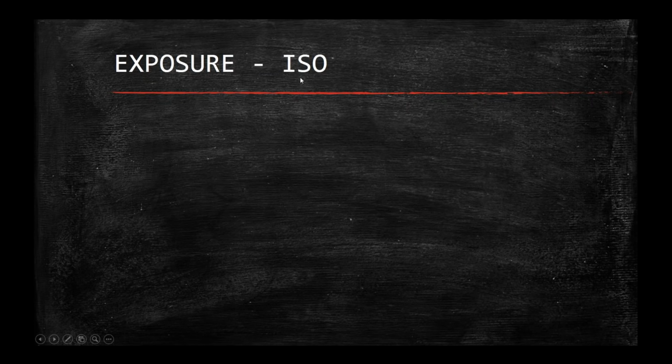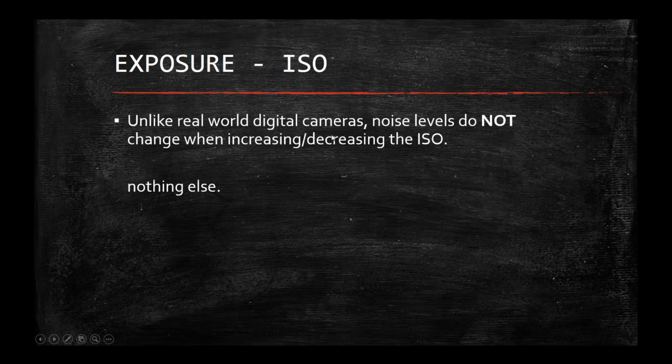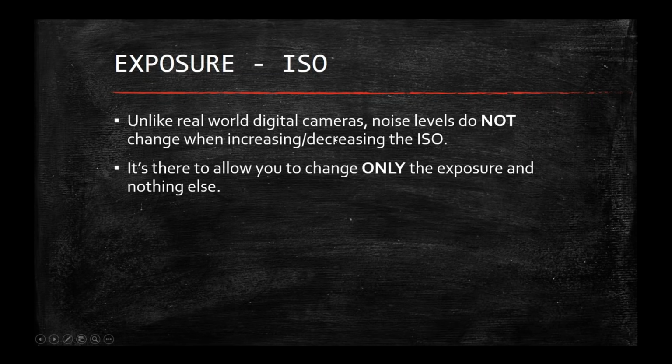So the ISO, first of all, the ISO parameter. Unlike real-world digital cameras, when you change the ISO, you're not going to actually add more noise to the render or remove noise from the render with a lower ISO. So it doesn't affect it in that way. It's simply just an exposure control when you're dealing with the Maxwell camera. And it's actually there because it's the only parameter that affects only the exposure and nothing else.